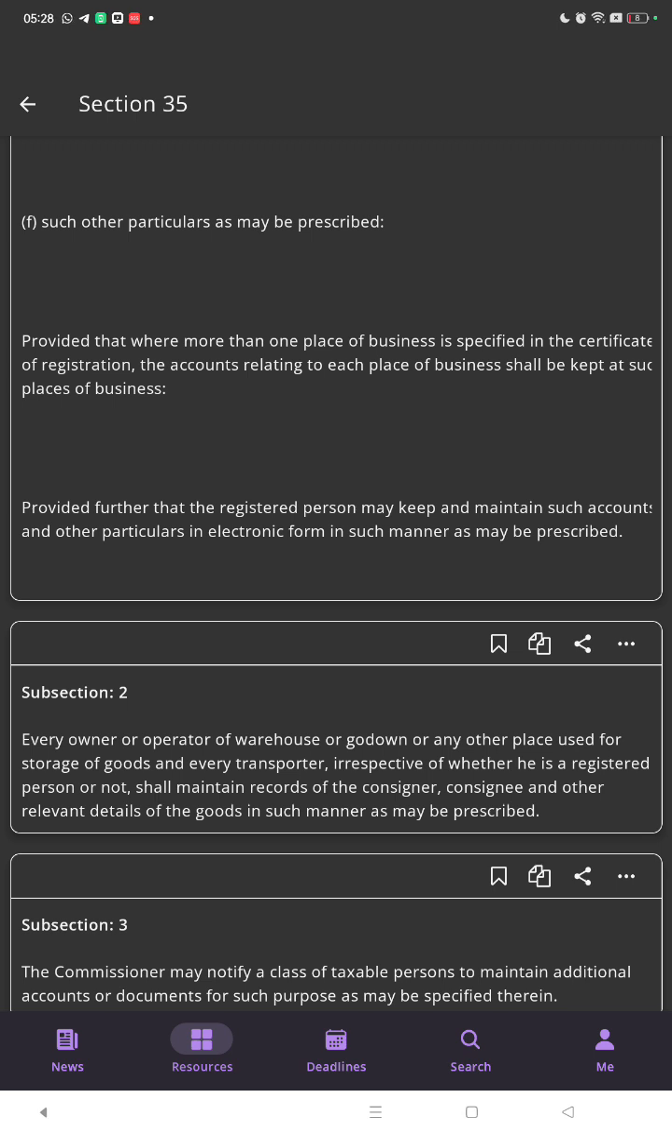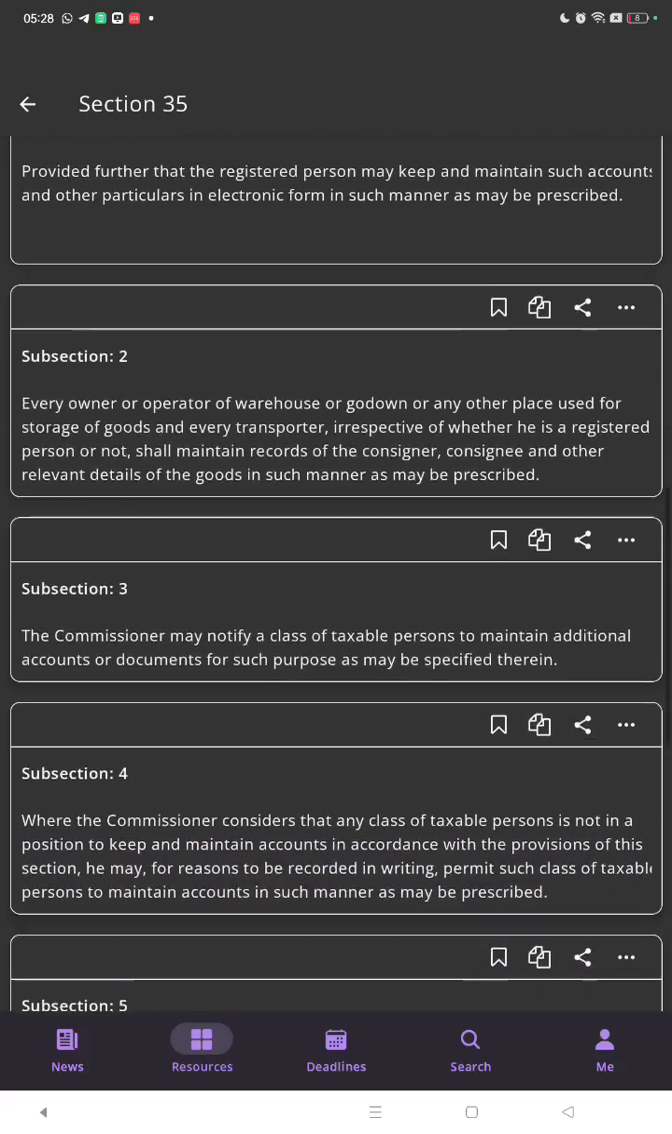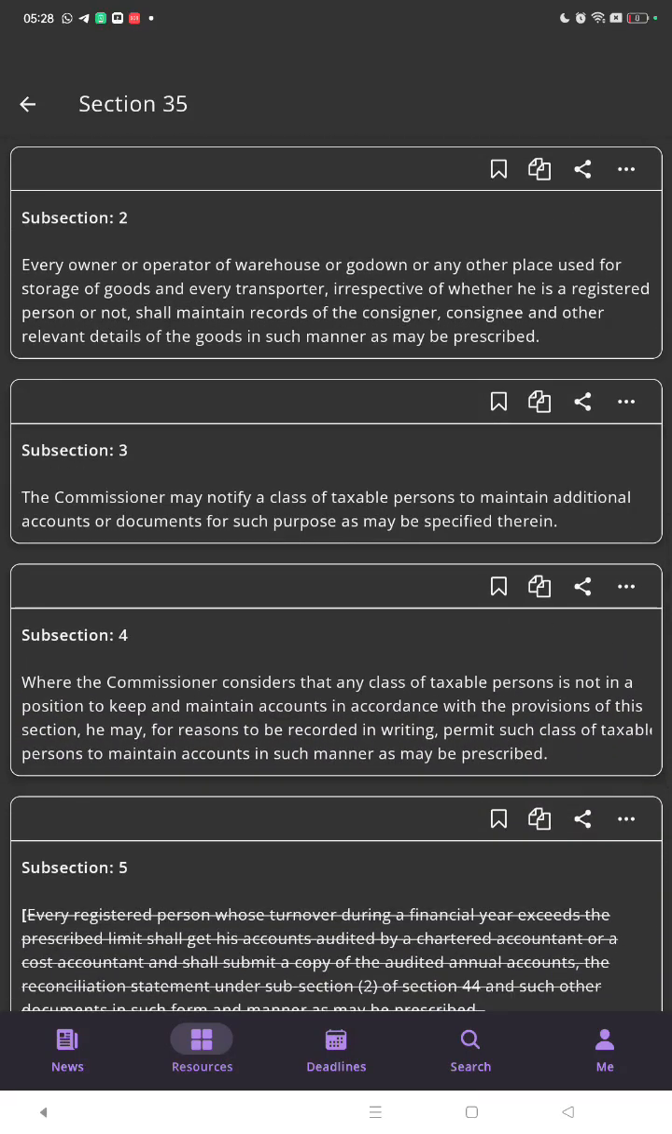Provided further that the registered person shall keep and maintain such accounts and other particulars in electronic form in such manner as may be prescribed. Subsection 2: Every owner or operator of a warehouse or godown or any other place used for the storage of goods, and every transporter, irrespective of whether he is a registered person or not, shall maintain records of the consigner, consignee, and other relevant details of the goods in such manner as may be prescribed.